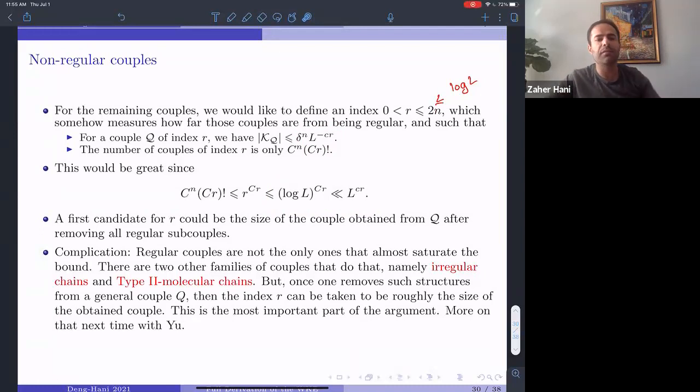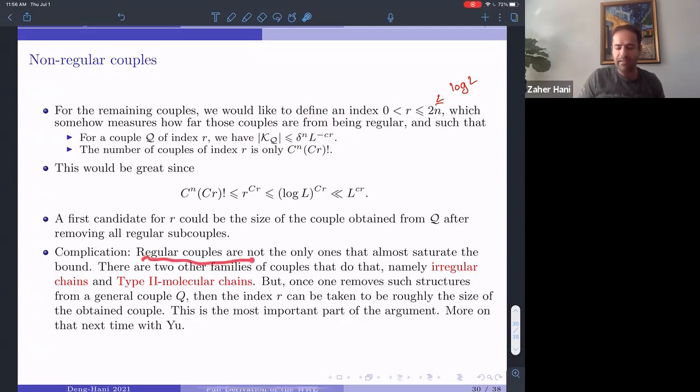So a first candidate for this index R would be the size of the couple that is obtained from Q after you remove all regular subcouples. The first thing you think of, and this is what we thought at first, is that if you start with a couple and do a surgery in order to remove all regular subcouples, then you would get a couple of size R, and the gain in the estimate for K sub Q would be comparable to the size of this couple. It turns out that this is not the case. Things are a little bit more complicated than that.